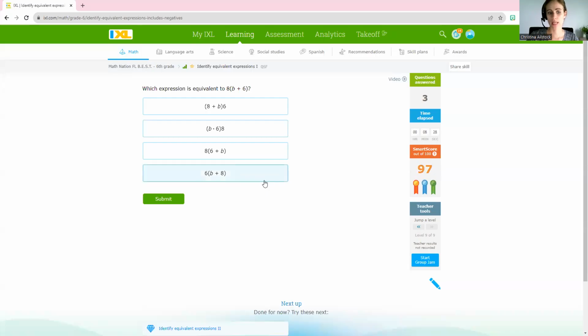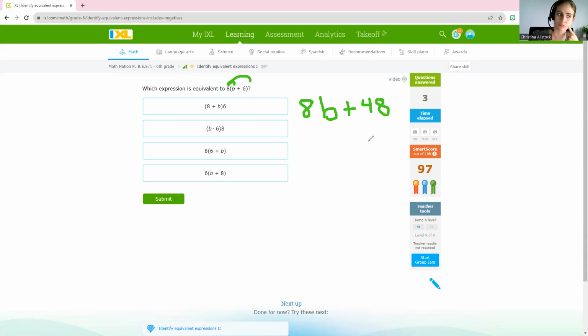All right, let's have our last problem here. Which expression is equivalent to 8 times the quantity of b plus 6? All right, first thing I'm going to try is use that distributive property. That's just what comes natural to me because I see there's parentheses, but I cannot do what's inside the parentheses. So 8 times b would be 8b. Bring down our plus sign. 8 times 6 would be 48.